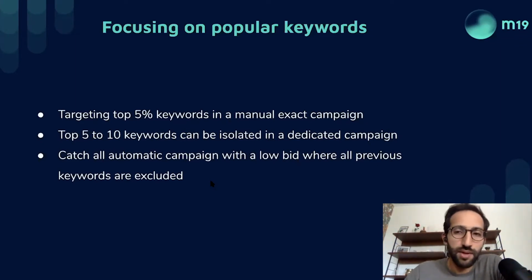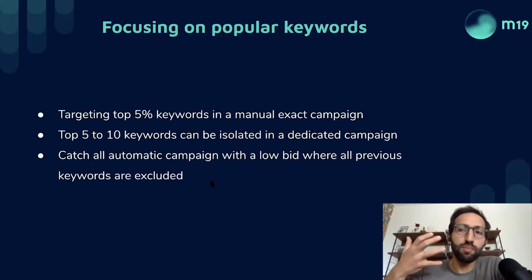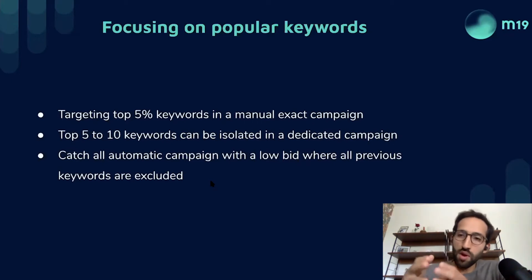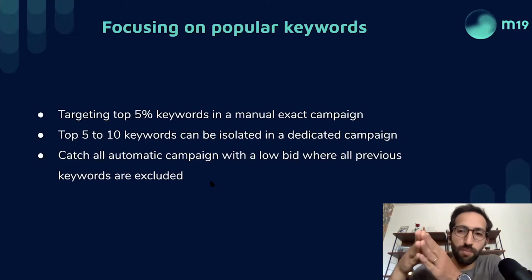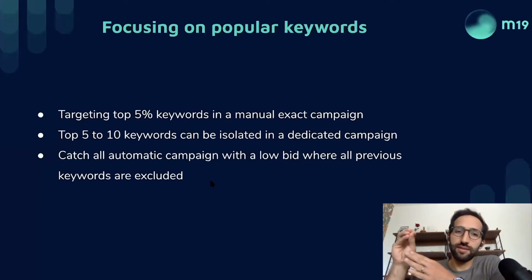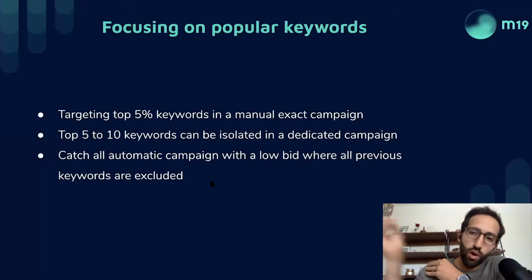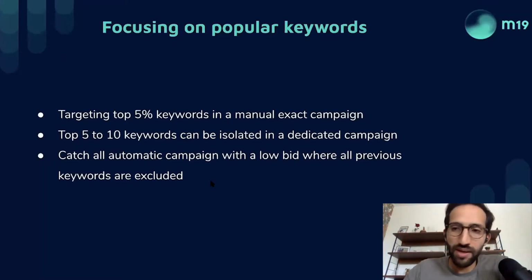And the last step is putting in place a catch-all automatic campaign with a very low bid. And of course, they will negate all the exact keywords that were put in the manual campaigns before. So they make sure that when there is a keyword, it goes to only one campaign. And if it's one of the top 5%, it will go through the main manual campaign. And the rest will all be captured in the auto campaign, which in fact is just capturing the long tail.